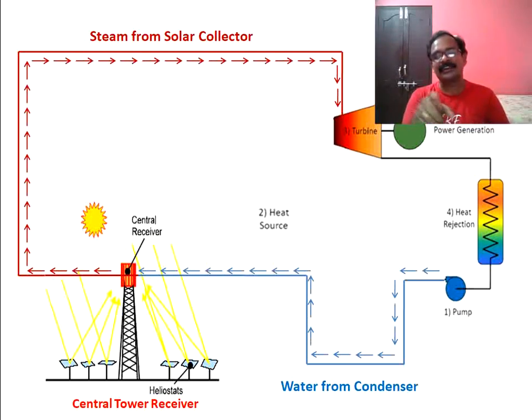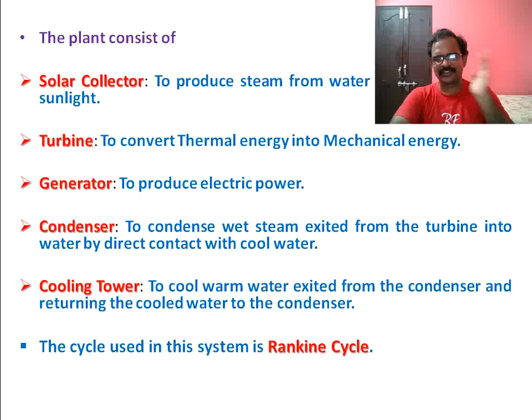The turbine will be coupled to the generator to generate the power, and the exhaust steam will pass through the condenser and cooling tower arrangement called the heat rejection arrangement, and the output of this heat rejection equipment is water, and again the water will be passed through the central receiver tower for conversion into steam, and the cycle will repeat. It is how the process takes place to generate the power. These are the different equipments: solar collector, turbine, generator, condenser, cooling tower, and the cycle is a Rankine cycle.